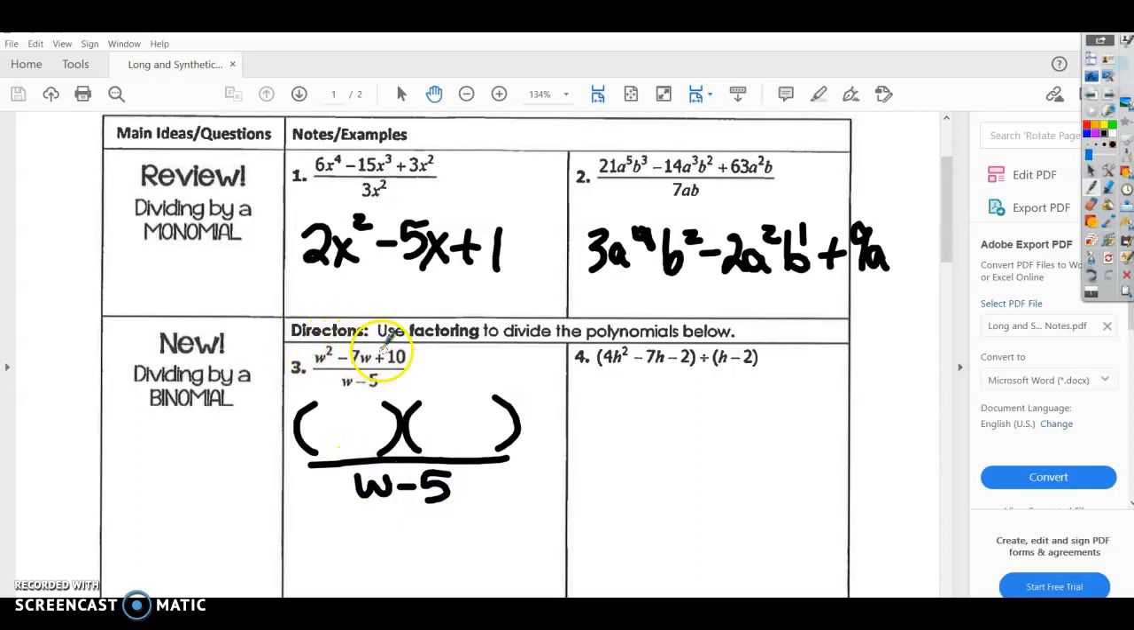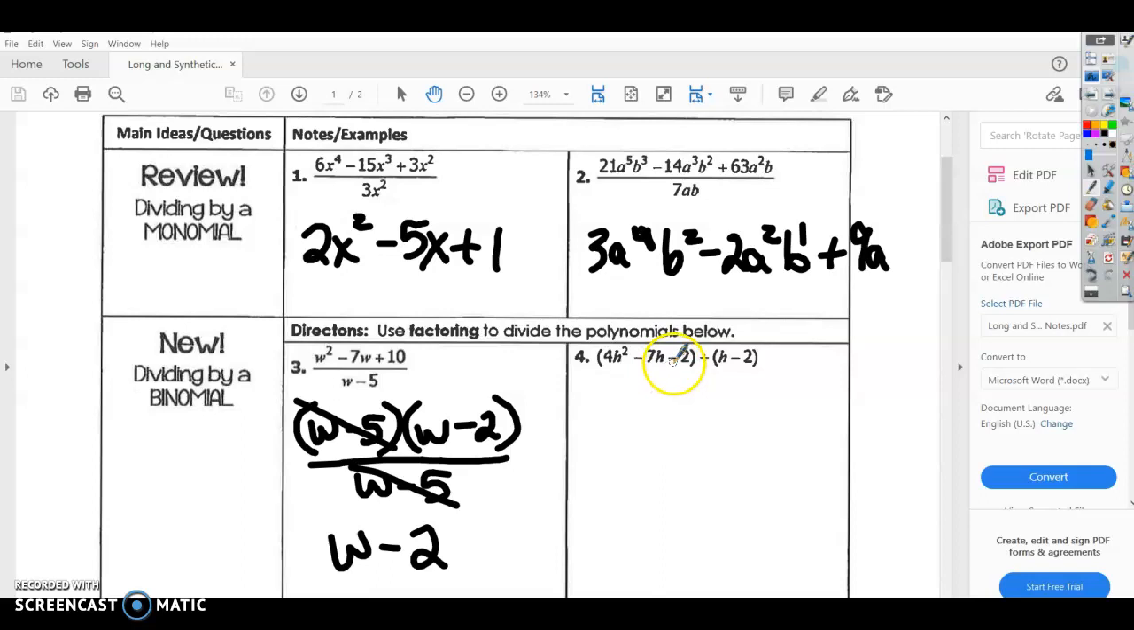And w squared minus 7w plus 10 can be factored as w times w is w squared. And we need something that multiplies to give us 10 and adds to give us negative 7. So we need 2 negatives to give us negative 7. 2 negatives multiply to give you 10. All right, so if I factored the top, now I can reduce and divide this way. And you'll learn another way to divide shortly, but using what you already know how to do, which is factoring.